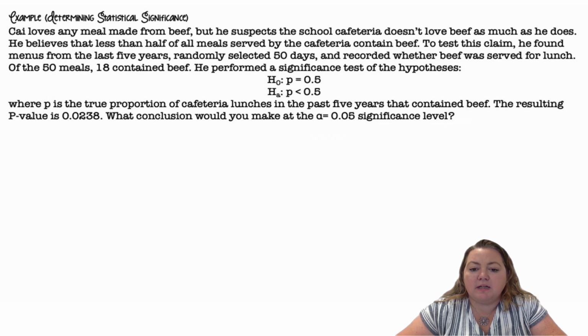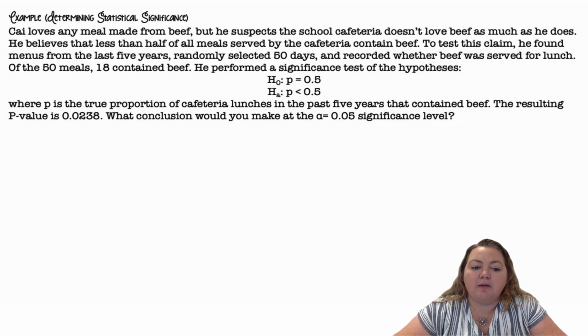He performed a significance test of the hypotheses. The null hypothesis, p equals 0.5. The alternative, p is less than 0.5, where p is the true proportion of cafeteria lunches in the past 5 years that contained beef. The resulting p-value is 0.0238. What conclusion would you make at an alpha of 0.05 significance level?